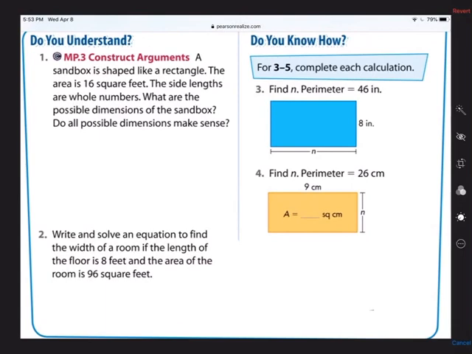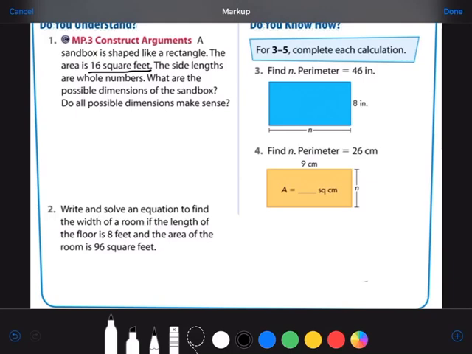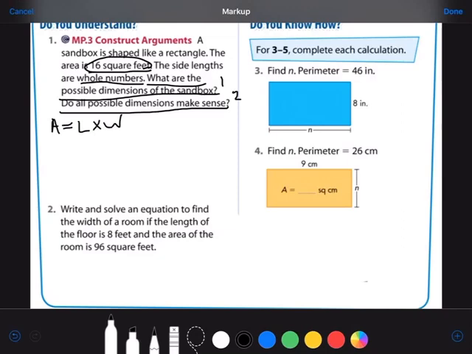Let's look at number 1. It says, a sandbox is shaped like a rectangle. The area is 16 square feet. The side lengths are whole numbers. Oh, it doesn't tell us what they are. What are the possible dimensions of the sandbox? That's our first question. Do all possible dimensions make sense? That's our second question. Well, if I don't know the sides, I know area equals length times width. I know the area is 16, but I don't know what the two side lengths are. I know that they're whole numbers.